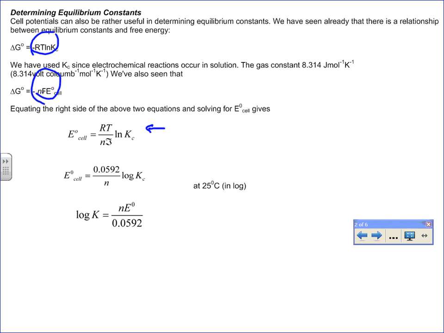Now this is in ln. If we convert it to a logarithmic relationship, and we also take it into account at 25 degrees Celsius, we can combine our R and our F and our T, and simplify the relationship to E cell is equal to 0.0592 over n log of Kc, and subsequently log of K is equal to n E naught over 0.0592.